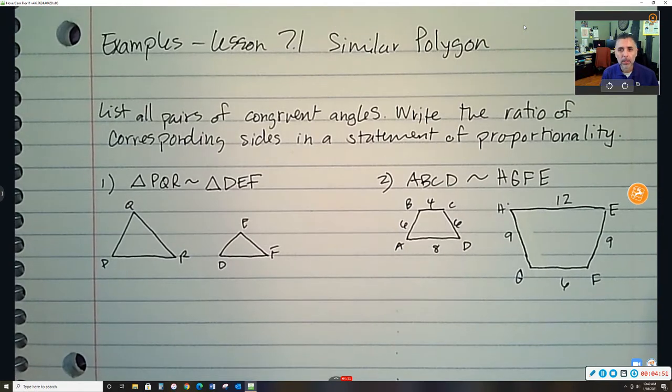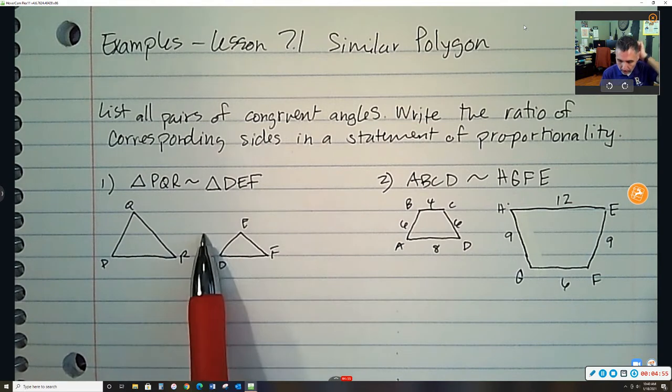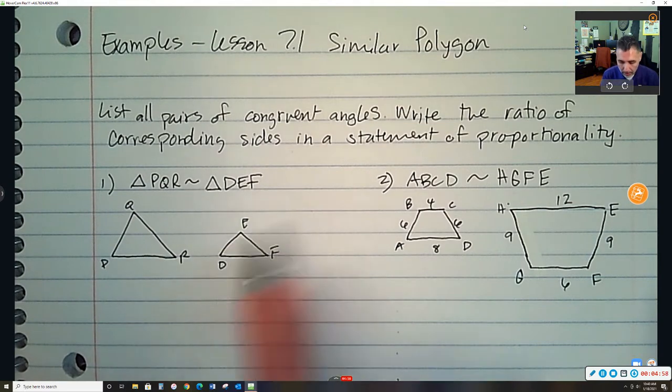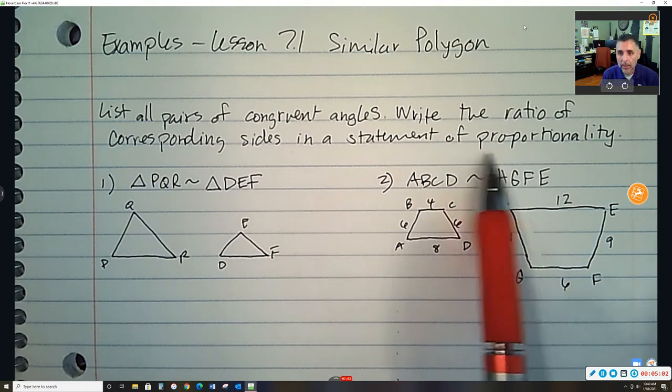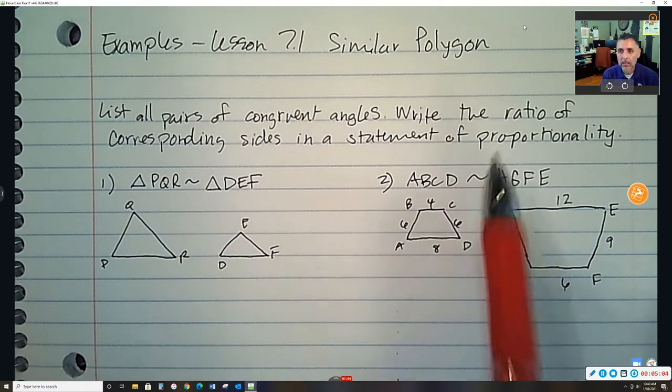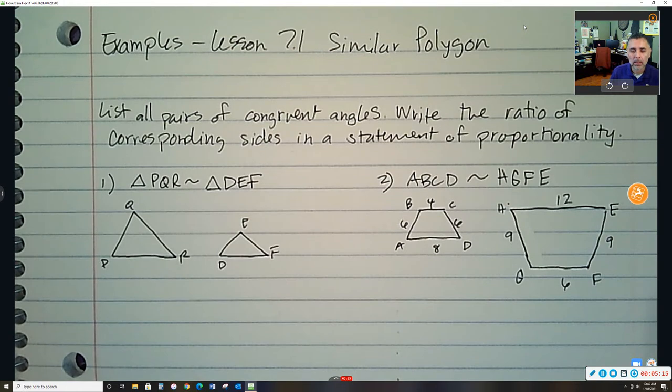So here we have some examples. For the first two, I'm going to list all the pairs of congruent angles, and write the ratio of corresponding sides in a statement of proportionality. So basically write down what angles are congruent and the proportion of corresponding sides. Copy that, pause it, and I'm going to move on.